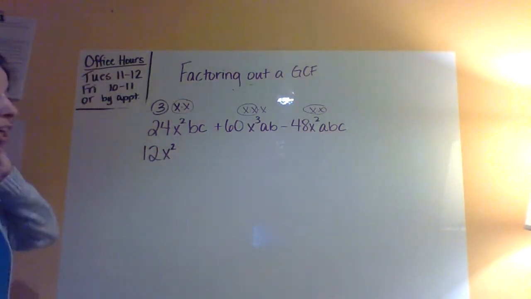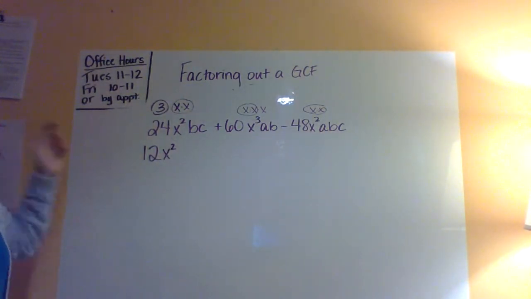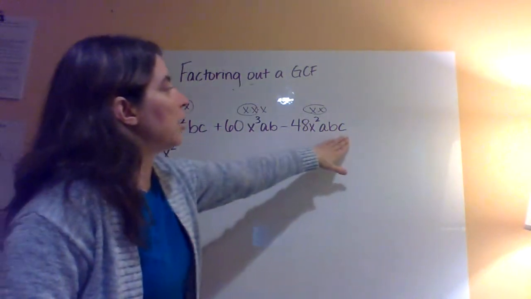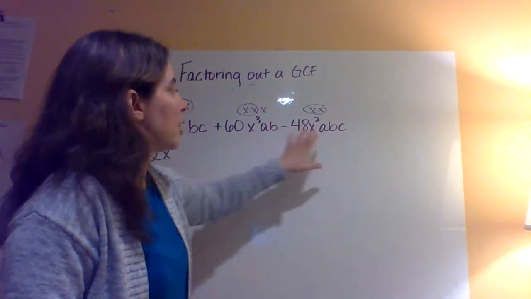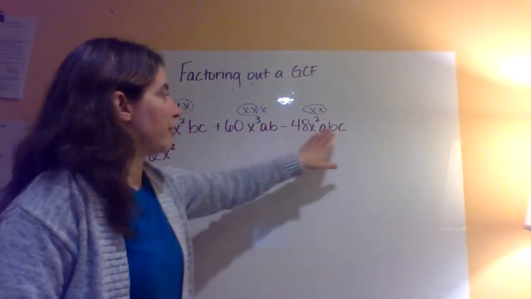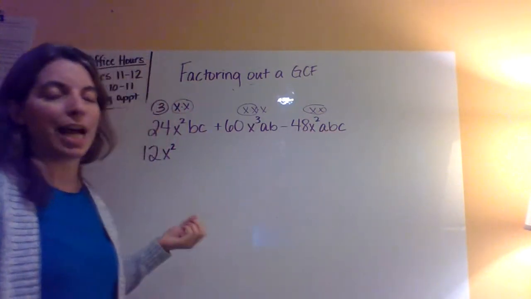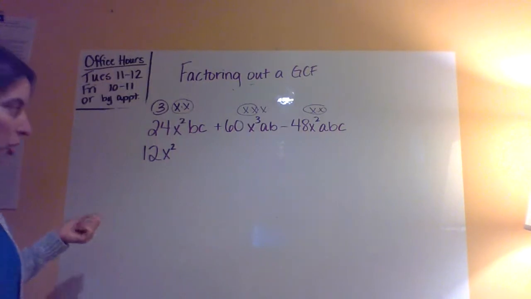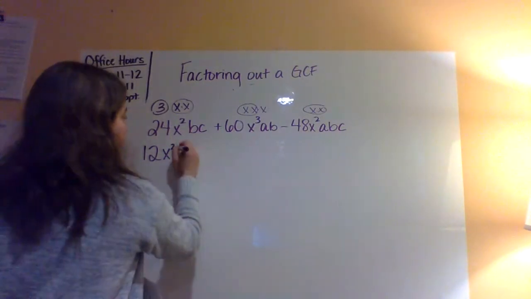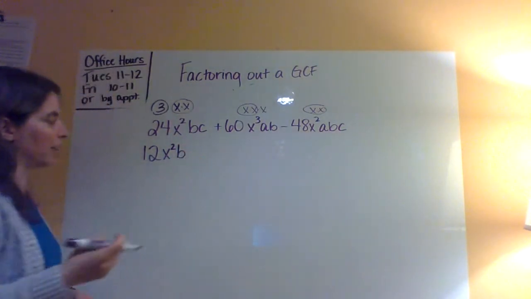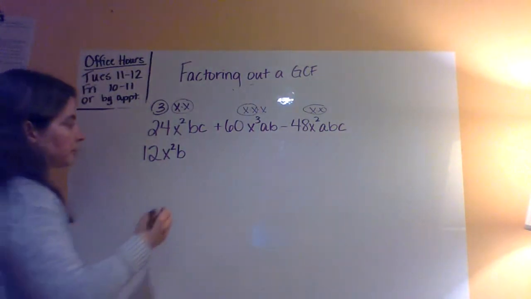And then we have to be careful because c is here and here, and a is here and here, but a is not in all 3 of them, and c is not in all 3 of them. So I can't take it out. It's not a common factor to all of the terms. The only one that is b. And it's just b to the first power, because that's all that any of them have.